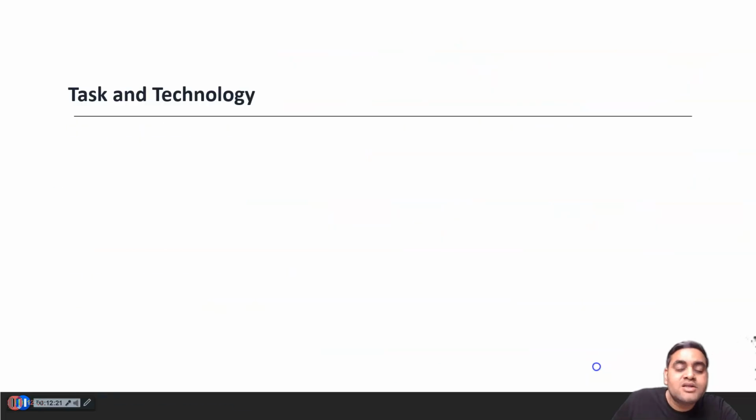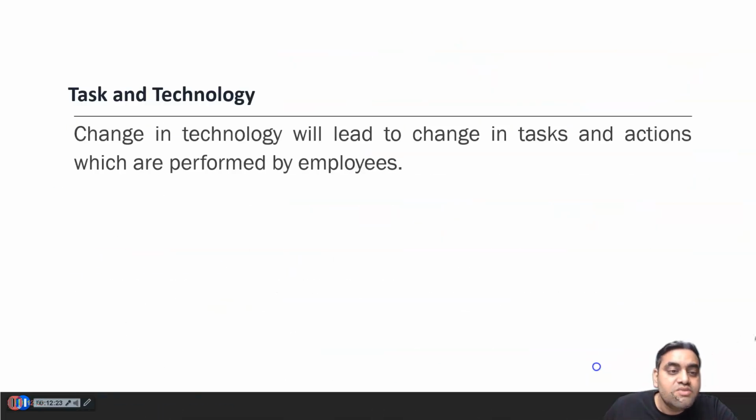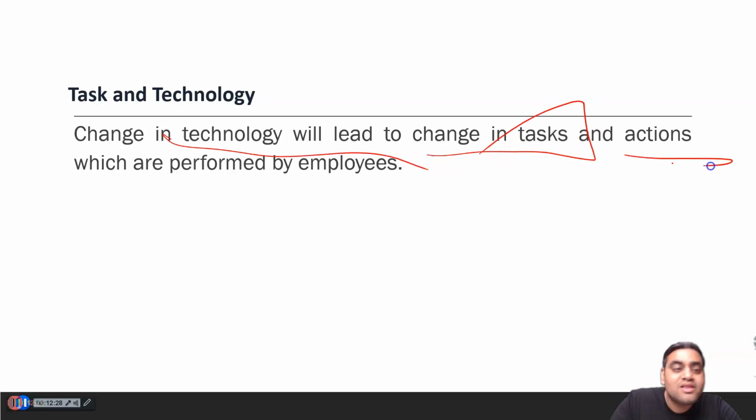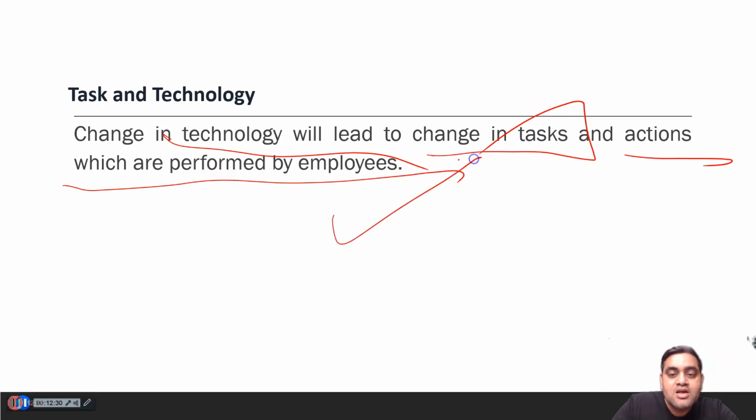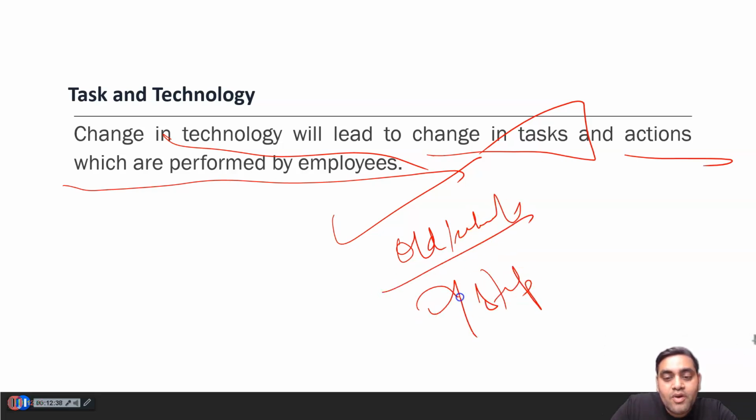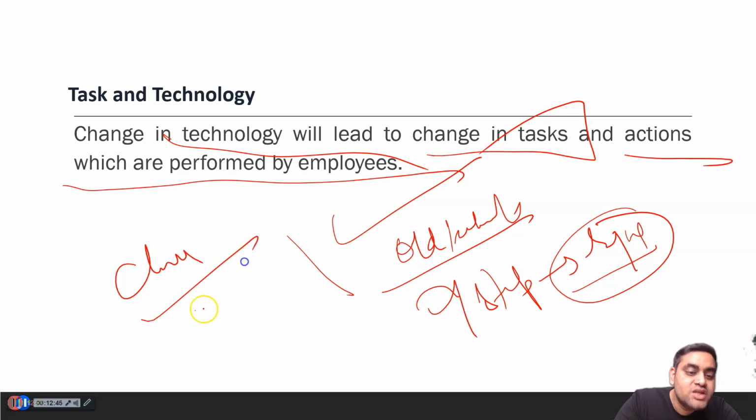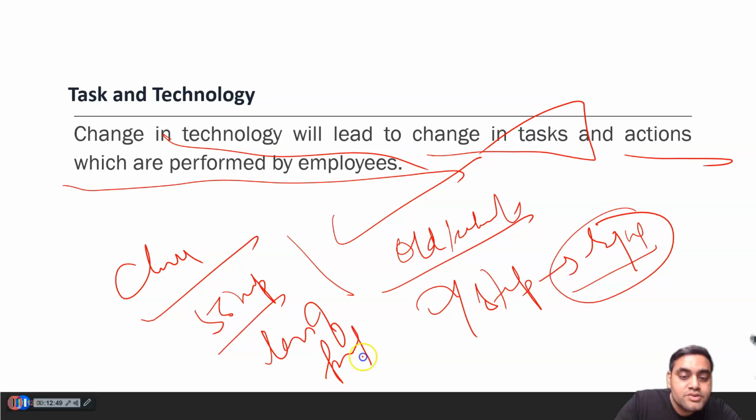Moving on to the third thing, and that is task and technology. How technology will affect task and how task will affect technology. A change in technology will lead to a change in task and the actions which are being performed by the employees. For example, you were doing something with an old technology which had 9 steps, and you needed people at all 9 steps. But now if you have a change in technology, you just need 5 steps, and maybe you will be looking for fewer people to do it. So it is very important to understand that any change in technology will definitely bring a change in task.